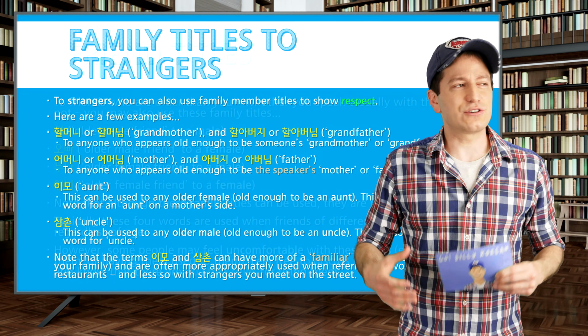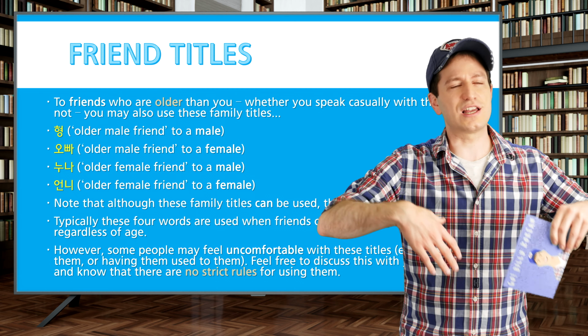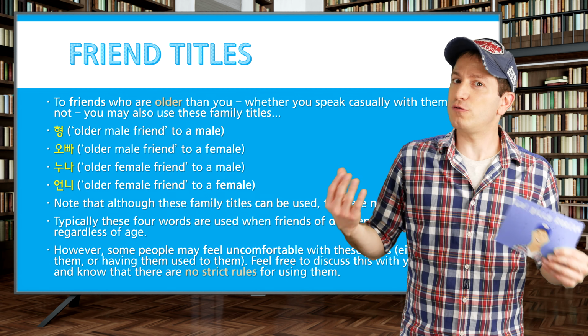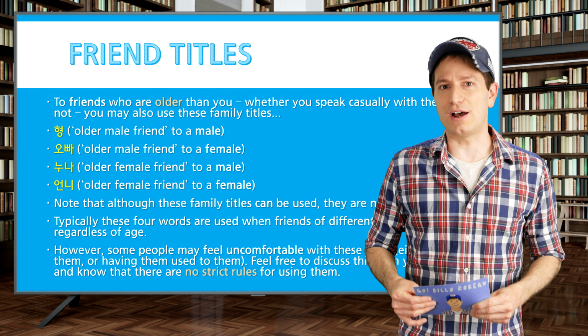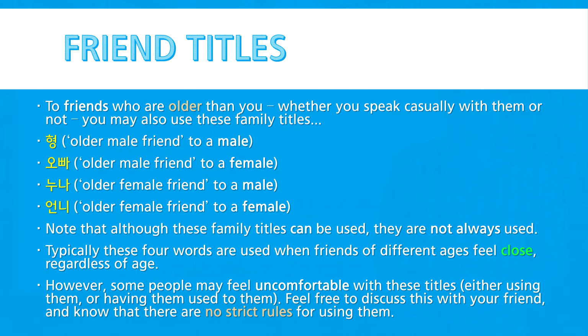So we've learned a lot about titles that you can use in the workplace as well as between family members, but what about your friends? How can you be respectful when talking about people you're close with? Here are a few examples. Note that this will be to any friend who's older than you, whether you speak casually with them or not. You can also use these family titles. 형, so any older male friend to a male. 오빠 would be any older male friend to a female. 누나, any older female friend to a male. And 언니, any older female friend to a female.